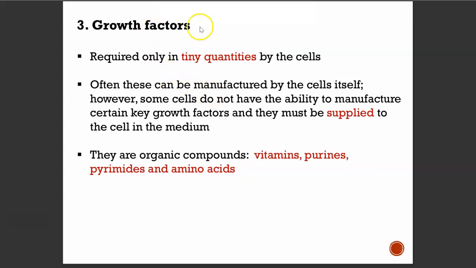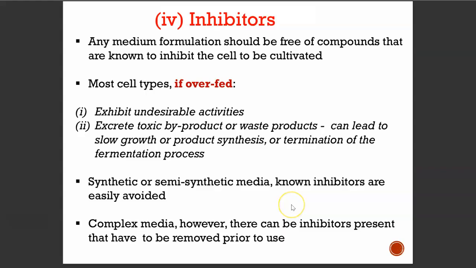The third one is growth factors, required only in tiny quantities by the cell. Often these can be manufactured by the cell itself. However, some cells do not have the ability to manufacture certain key growth factors, and they must be supplied to the cell in the medium. These are organic compounds such as vitamins, purines, pyrimidines, and amino acids.